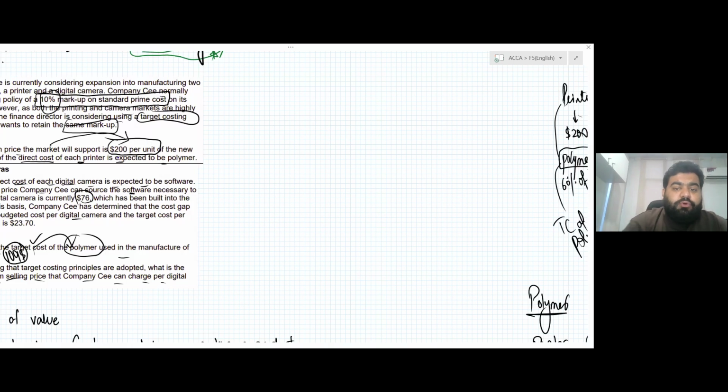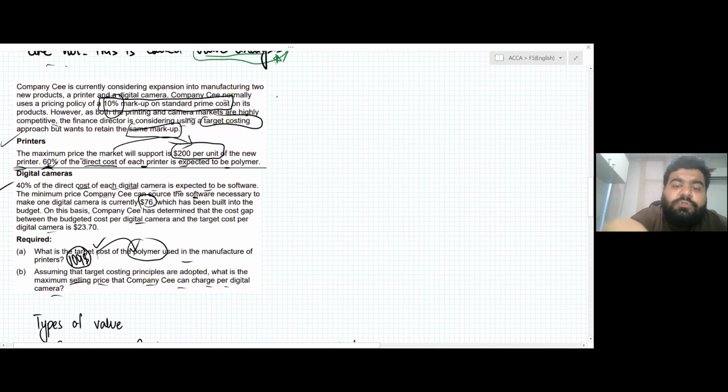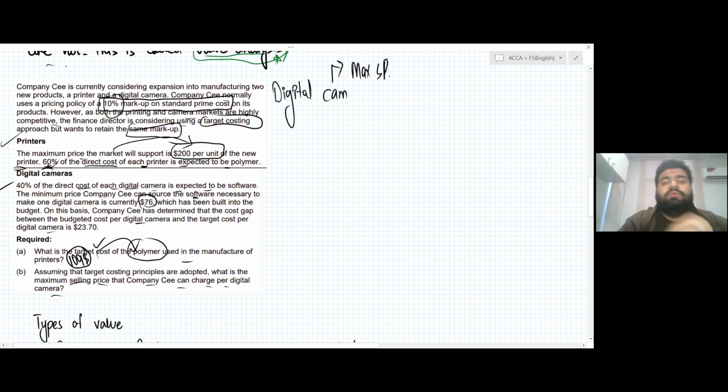Now, the second scenario. For the second scenario, if you see, he is asking you what is the maximum selling price company C can charge. So it's the digital camera calculation in which he is asking you for the maximum selling price, obviously the maximum selling price the market will accept.